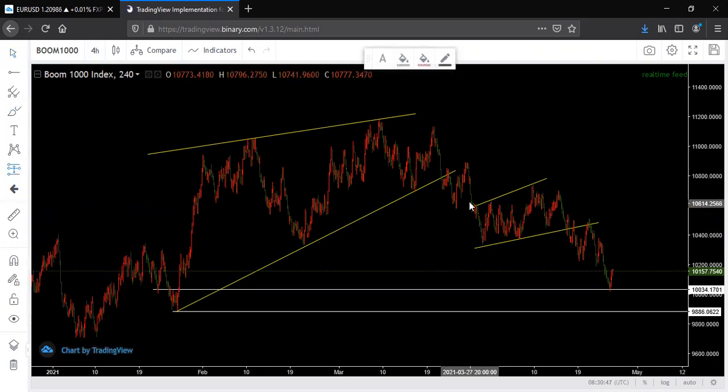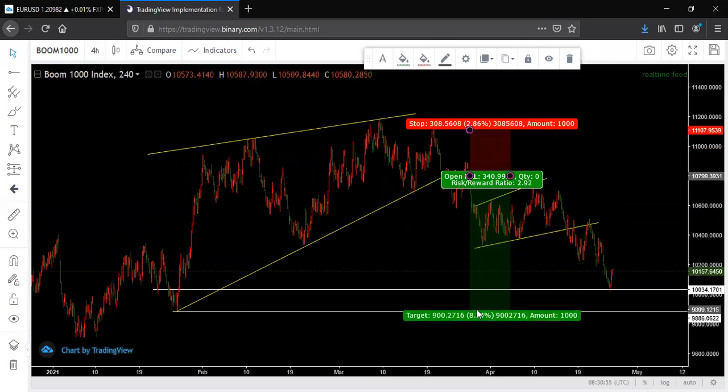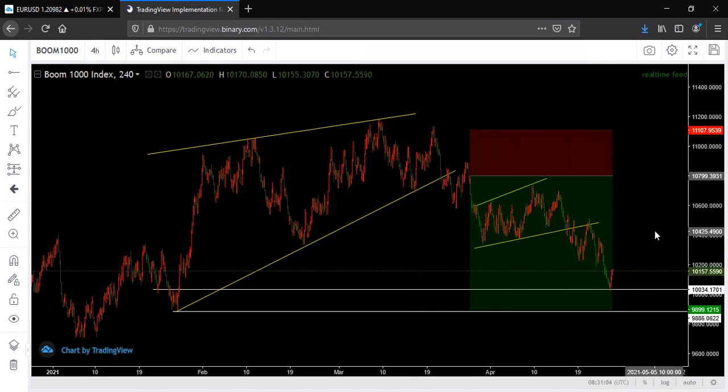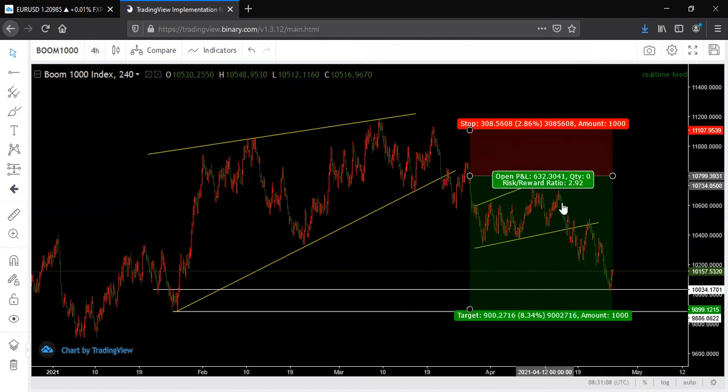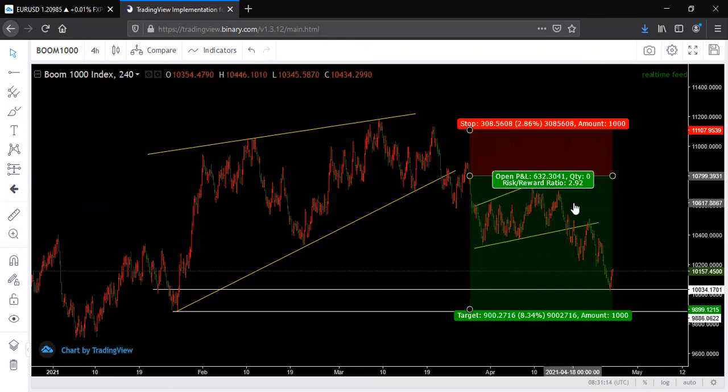I'll take my position here. So our entry could be around this point, then our stop loss could be there. Then I'll take profit here. So you see, our take profit could be around this price level. So you see, the risk reward ratio, this is a risk ratio, reward ratio.